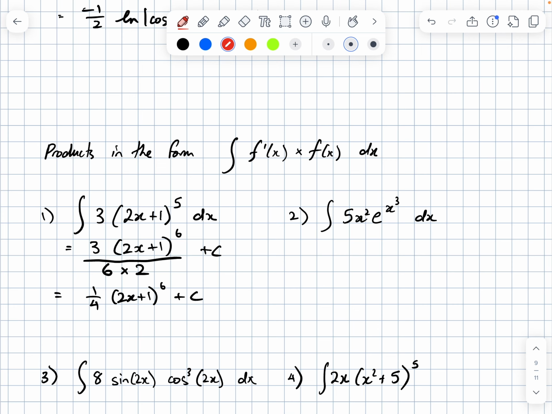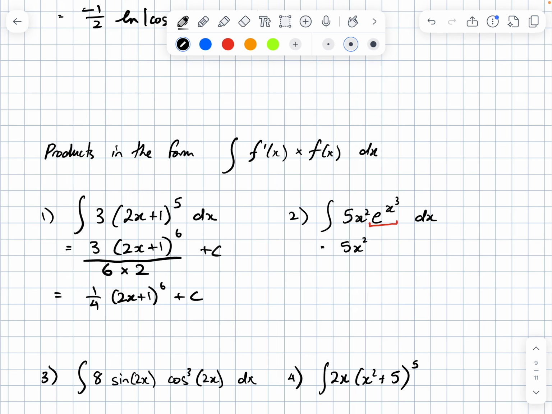Number 2, we've got a little bit more complicated. We have a 5x squared times an e to the power of x cubed. So you've got to look at this and think, what is more important? Well, we know that when we differentiate e's, the e part stays there, which means the e must be more important. So I'm just going to look at this part here, and I'm just going to integrate that, leaving the 5x squared by itself. So I'm going to rewrite the 5x squared.